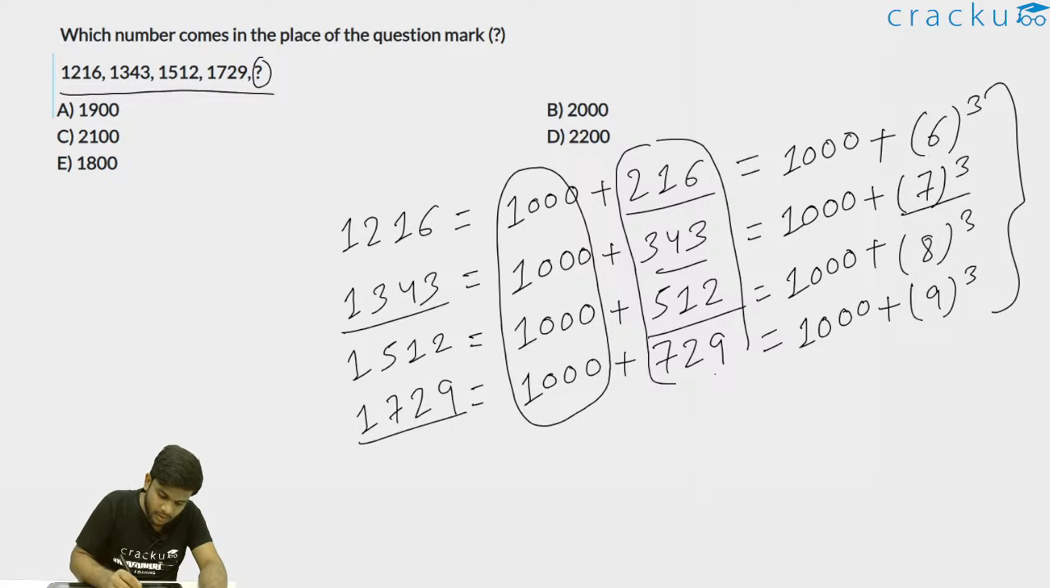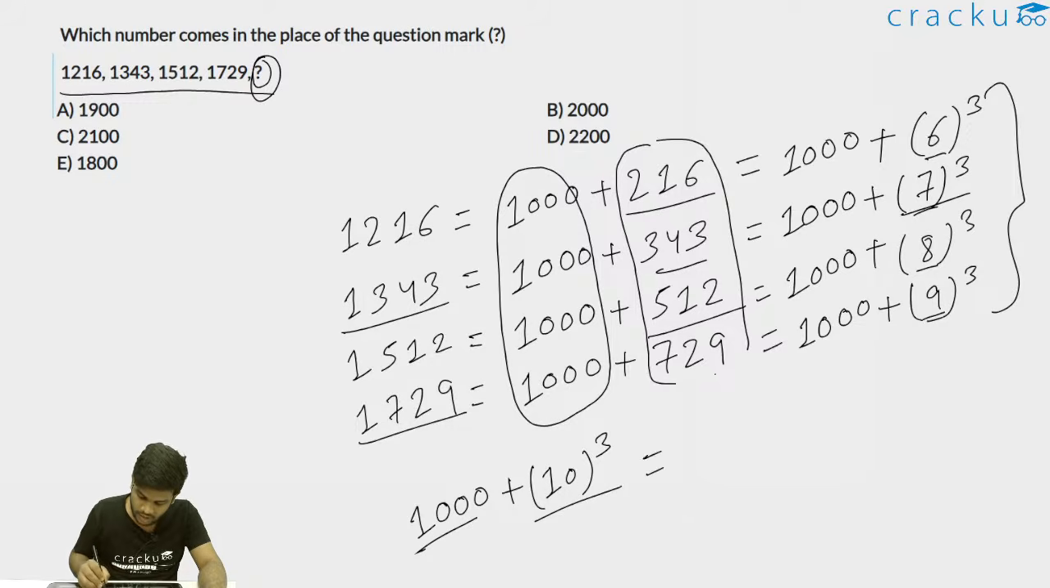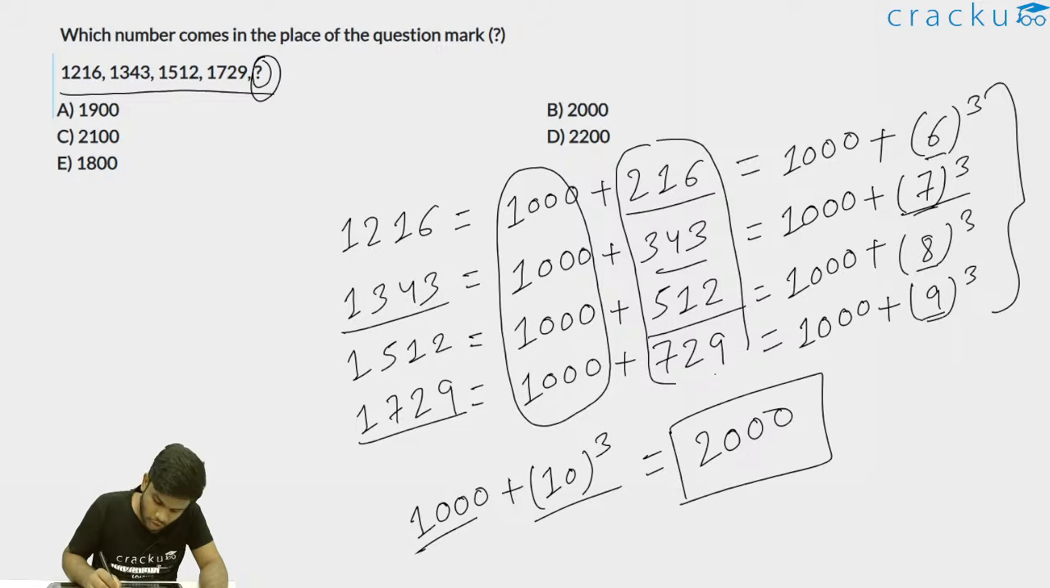So the number which we have to find will be equal to 1000 plus a cube, and each number is increasing by 1. So 9 will also increase by 1, which will be 10 cube. So 10 cube is 1000 and this is also 1000. So 1000 plus 1000 is 2000. So our answer is option number B, which is 2000.